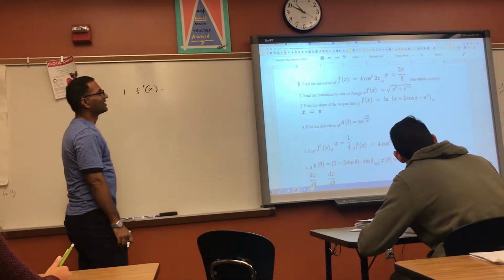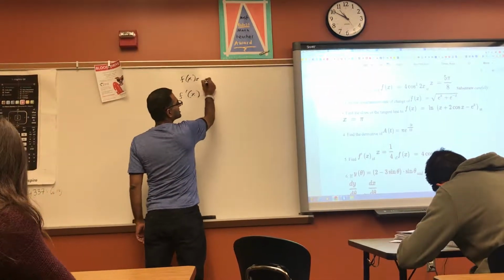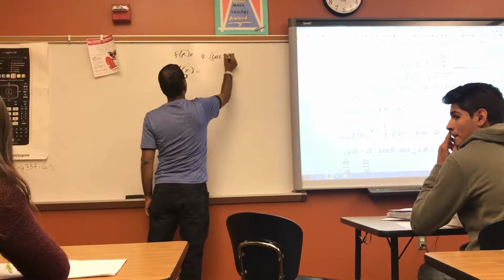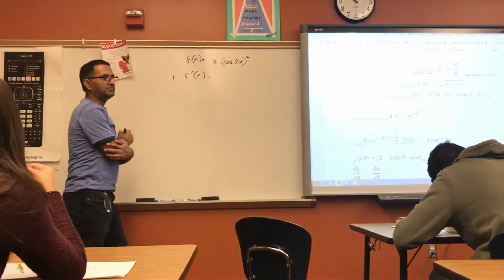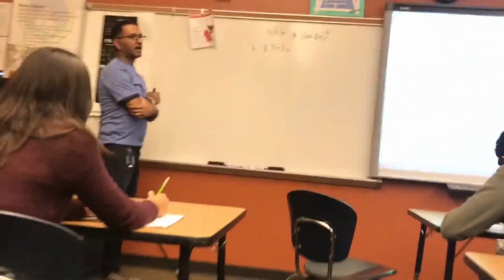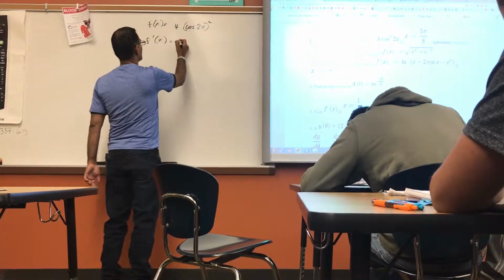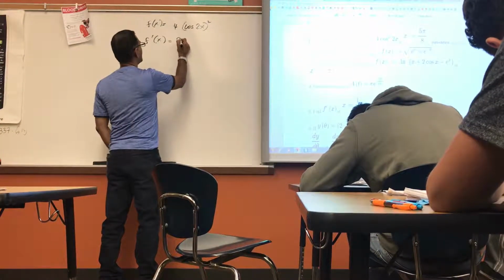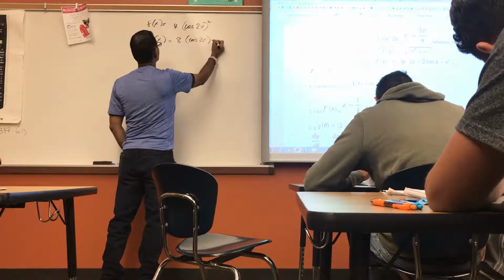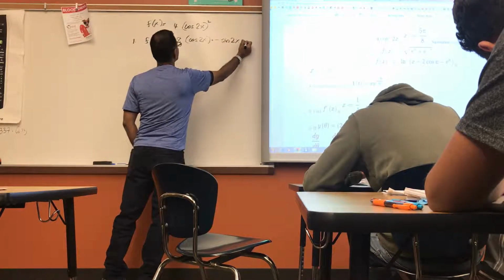All right. So actually, should I first rewrite the function? Yes. So that's 4 cos squared 2x. Okay. Now look down. I'm going to use the power rule and then the chain rule. So what am I writing for the power rule? 8 cos 2x times negative sine 2x times 2.